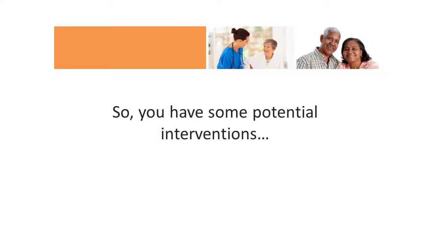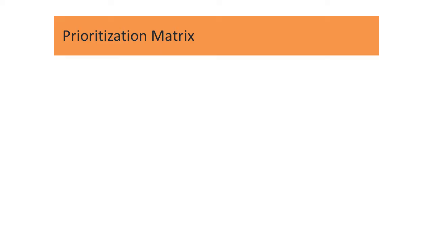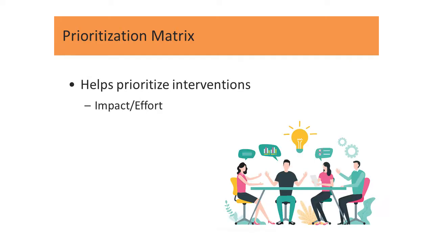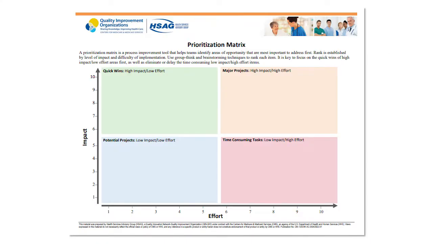So now you have a few interventions to consider. How does the team decide on which direction to head? A prioritization matrix is a process improvement tool that helps teams identify areas of opportunity that are most important to address first. For visual folks, this activity can be extremely valuable. The goal is to focus on the quick wins of high-impact, low-effort areas first, as well as avoiding time-consuming, low-impact, high-effort items. HSAG offers a template that is available on our website for reference.